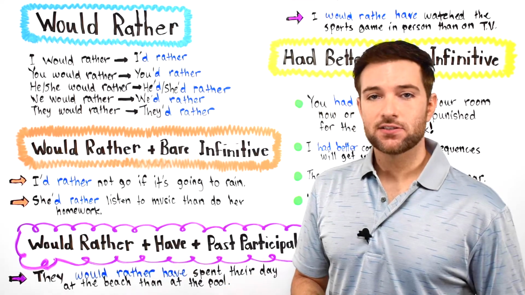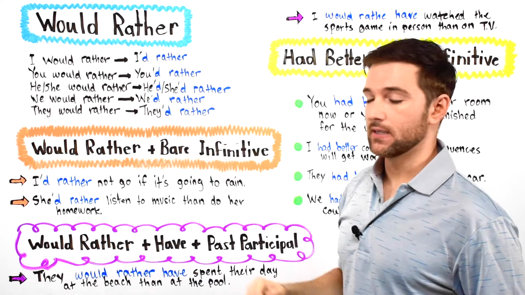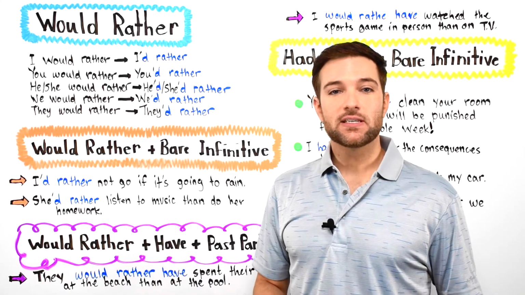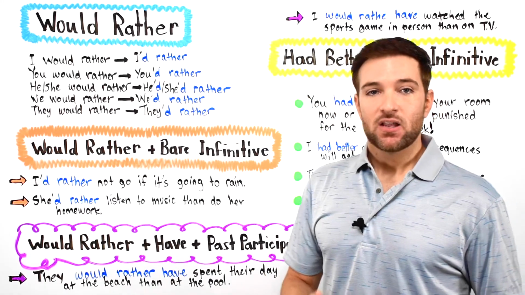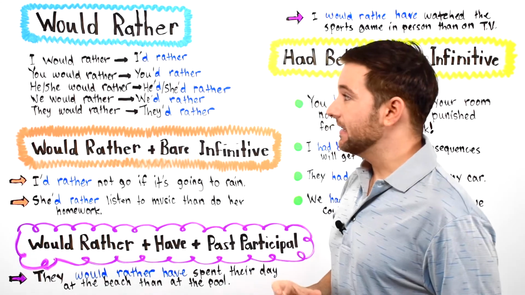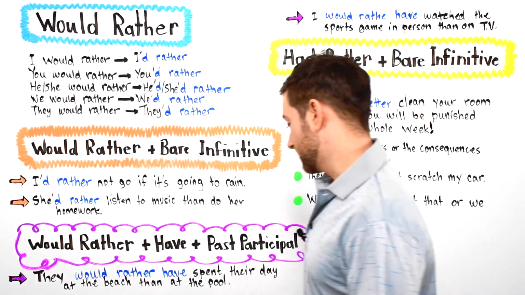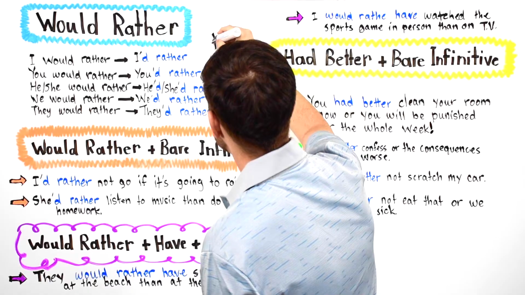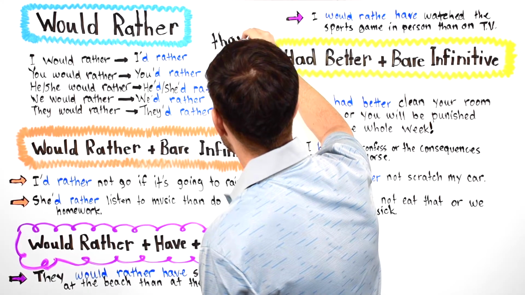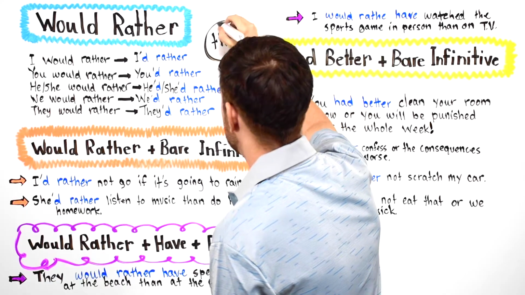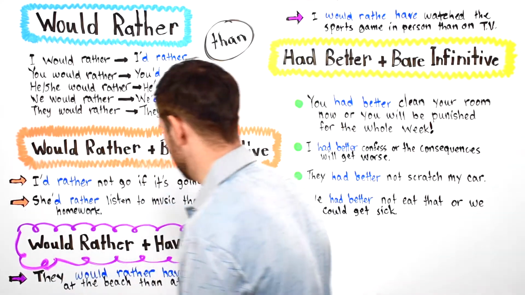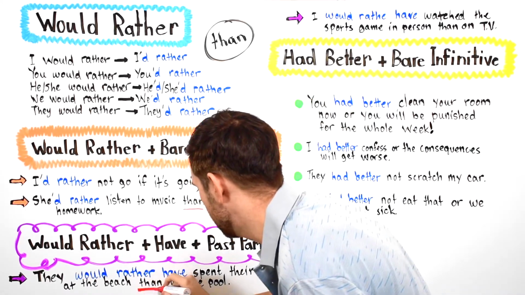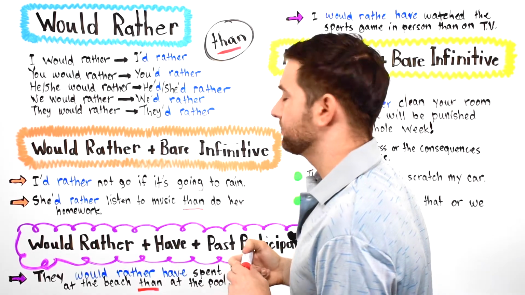Primero, echemos un vistazo a la frase would rather, ¿ok? Siempre que queremos expresar nuestra preferencia por algo, usamos esta frase. Usualmente, agregamos esa palabra than al final de nuestras oraciones, ¿ok? So we have than, which is T-H-A-N. Than.